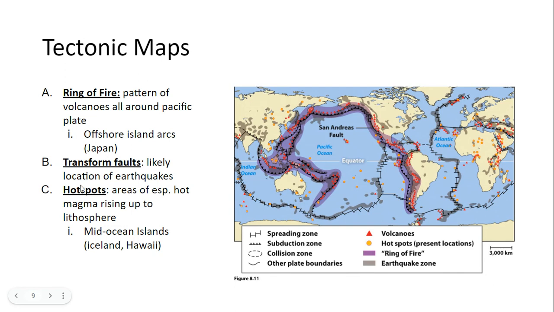And the last one is what's known as a hotspot. So this is going to be an area of especially hot magma that rises up towards the lithosphere, and this is where we tend to see a lot of island formation, in hotspots.